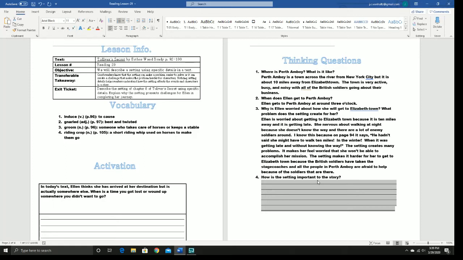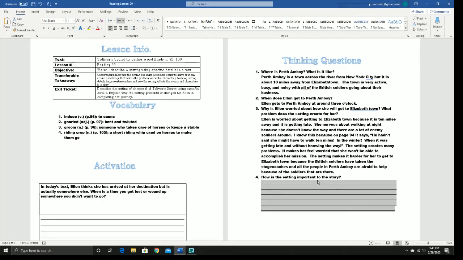So the setting here, let's say she had gone right to Elizabethtown, right? She hadn't got stuck here. Well, how would the story be different? Well, we wouldn't see at the end of this chapter that she had to be brave and do something that she didn't think she had to do. We wouldn't get the sense of how chaotic and how dangerous the town was because of all the British soldiers there. And honestly, the story just would feel kind of short, and it feels like it wouldn't have really been a journey. She would have just gotten on the boat and gone across.